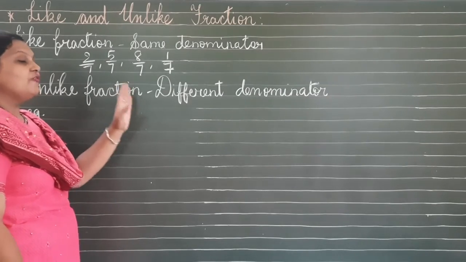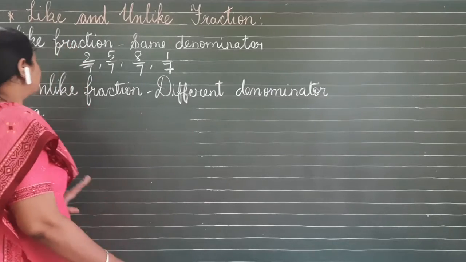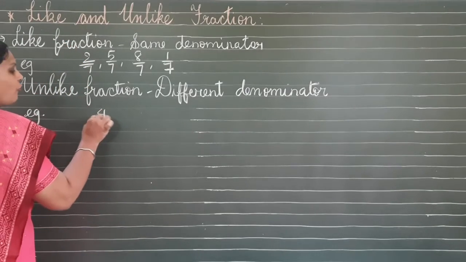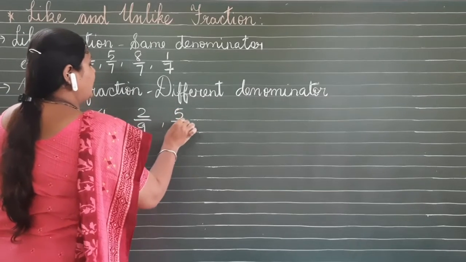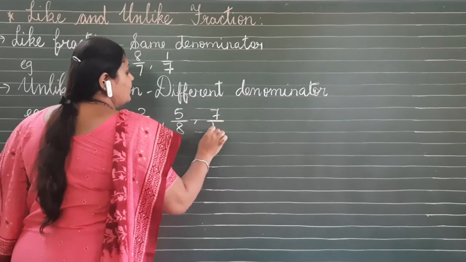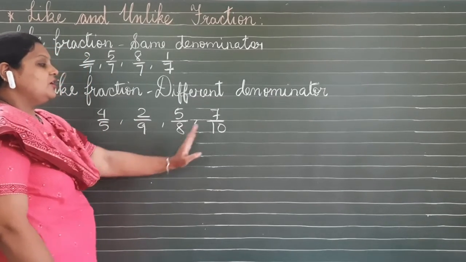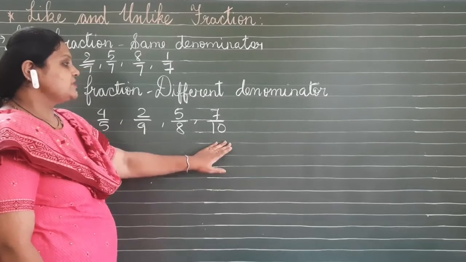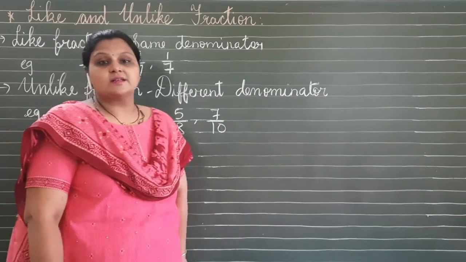Now, secondly, unlike fraction. Unlike fraction means fractions which have different denominator. So, let's see the example. 4 upon 5, 2 upon 9, 5 upon 8, 7 upon 10. Now, in this set of fraction, we are having different denominators. So, these fractions are called unlike fractions.